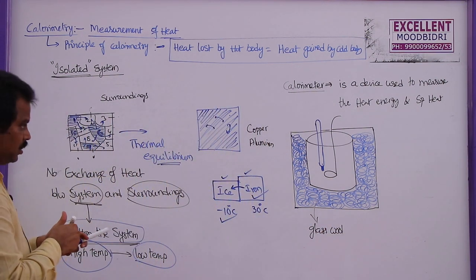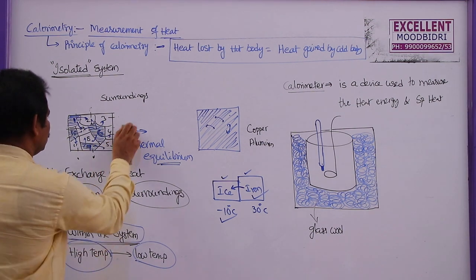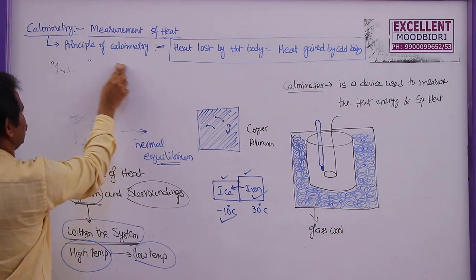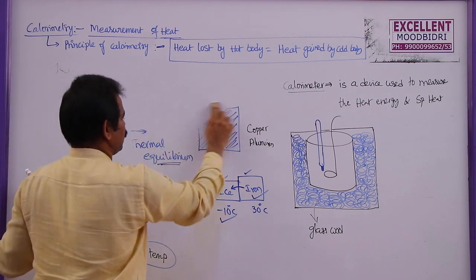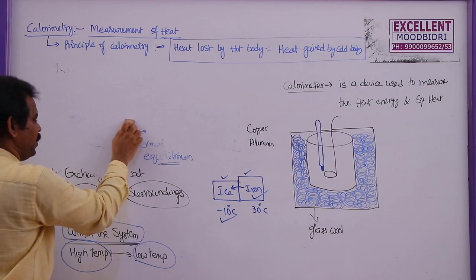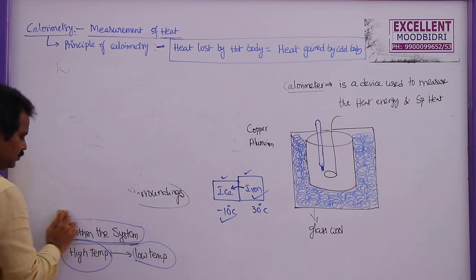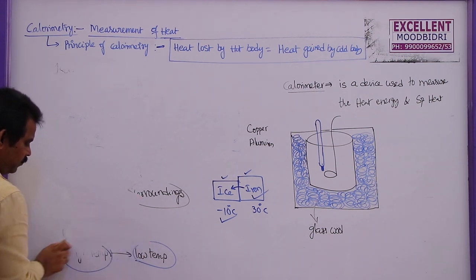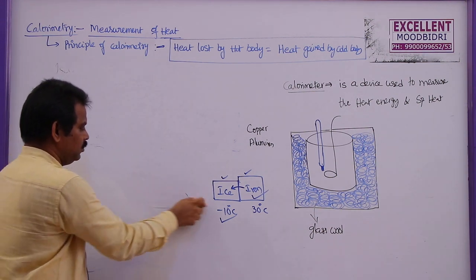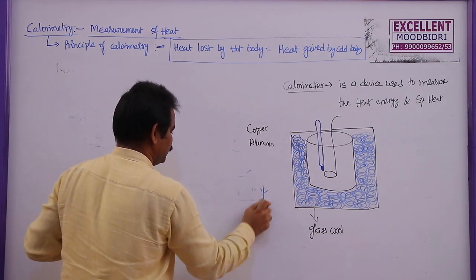Now, how to use this calorimeter to measure the heat energy as well as the specific heat? So I am going to use the concept here. The principle of calorimetry is: heat lost by hot body is equal to heat gained by cold body. So in this case, if I wish to find out the specific heat of iron, I need to take iron in the form of small balls, and we have to fill the vessel with water up to half of its volume.